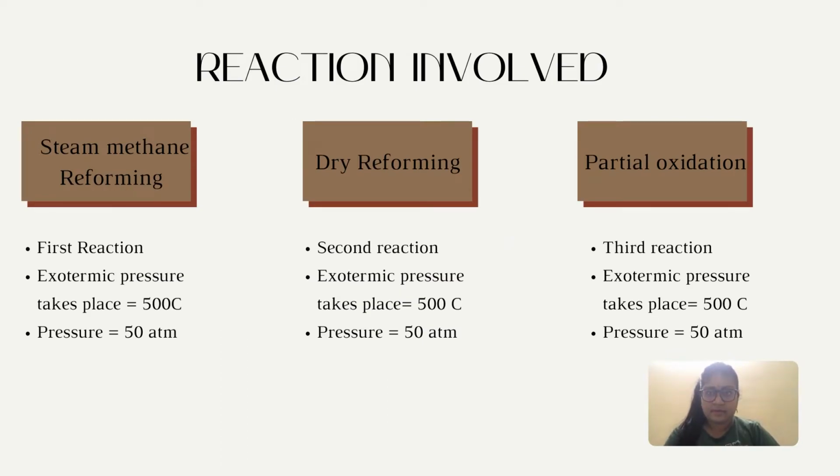There are 3 types of reaction involved in this project. First of all, steam methane reforming, which is the first reaction, and it takes place at 500 degrees Celsius. The pressure for steam methane reforming, dry reforming and partial oxidation is constant, which is 50 atm. Dry reforming is the second reaction and takes place at 500 degrees Celsius too. Partial oxidation is the third reaction and takes place at 500 degrees Celsius.